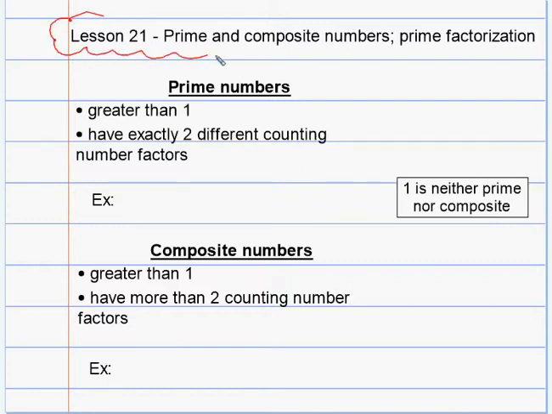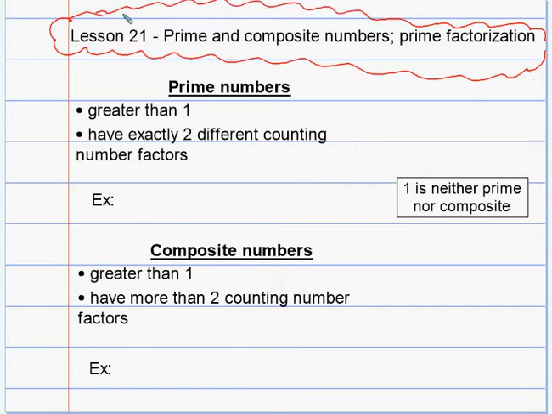Hi class, this is course 2, lesson 21, prime and composite numbers and prime factorization. Okay, so we need to define prime numbers and composite numbers for us. Prime numbers are numbers that are greater than 1, and they have exactly two different counting number factors.